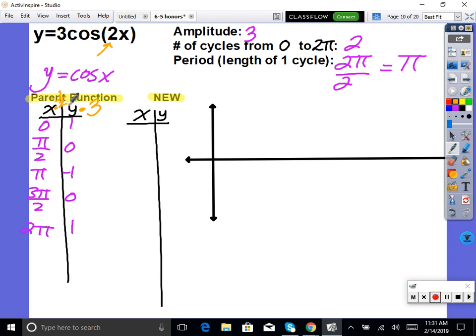0 times a half is 0, pi halves times a half is pi fourths. Then we have a pi halves. Then we have a 3 pi fourths. Then we have a pi.